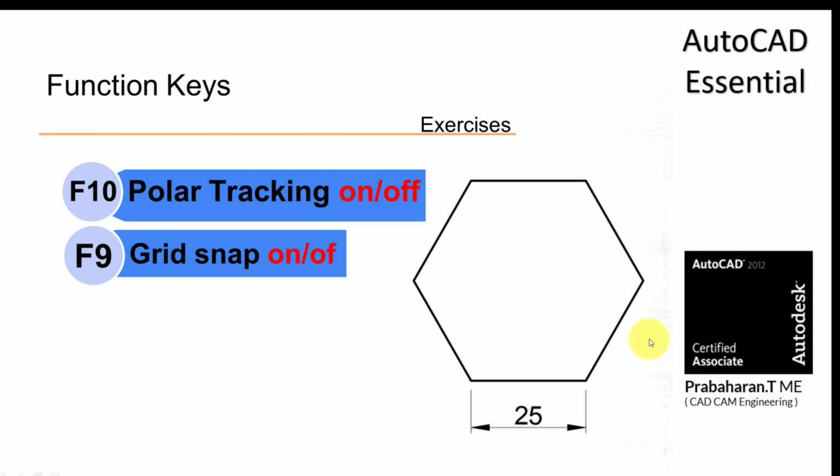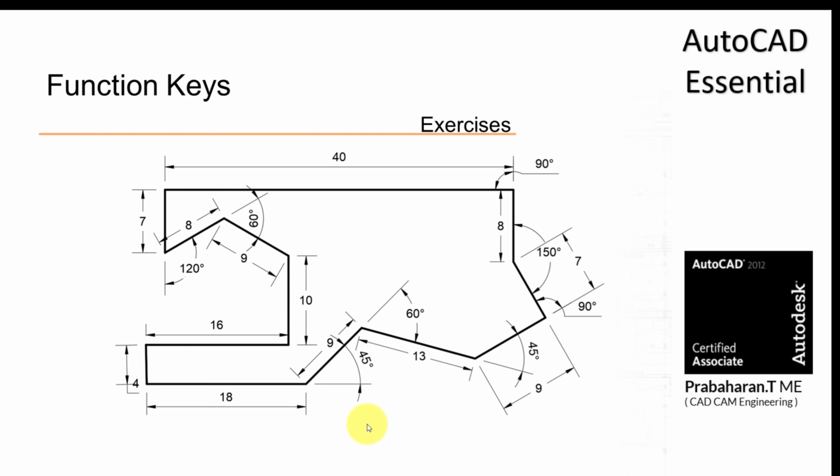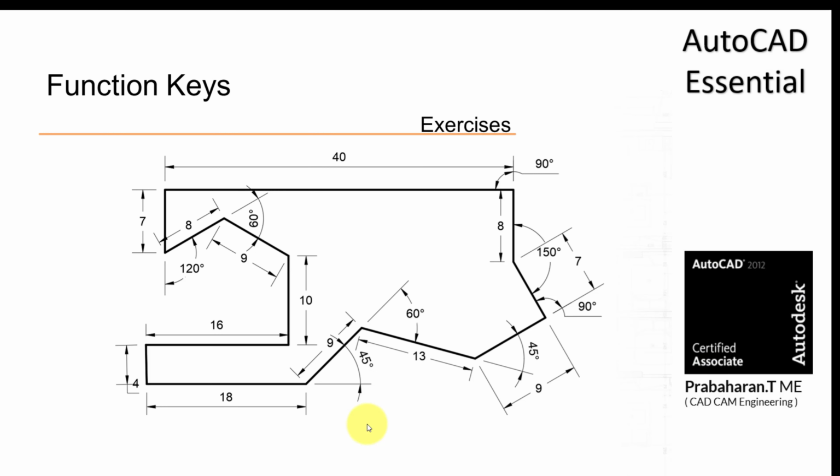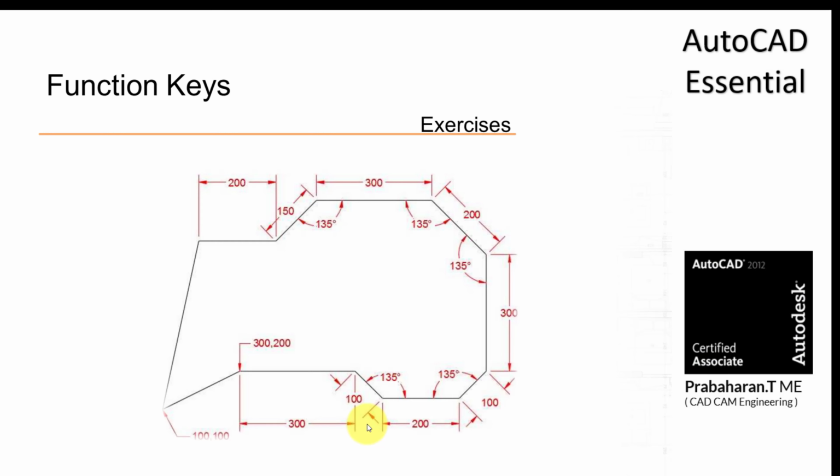Okay, based on these function keys F9 and F10, I have given a small exercise. You try this hexagon using only function keys F9 and F10. Okay, size is given, angle you know, no need to give size, no need to give any angle. You have to construct the hexagon only using F9 and F10 function keys. Okay, in a similar way I am giving two exercises. One is this one, another one is this one. For both exercises you have to use only F9 and F10 function keys to construct this object with the same measurement, with the same angle.